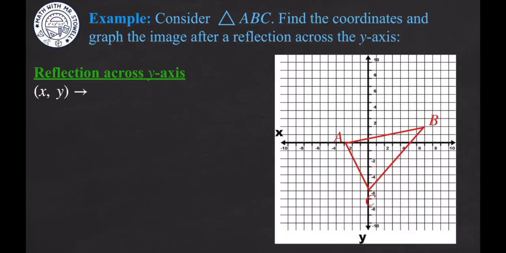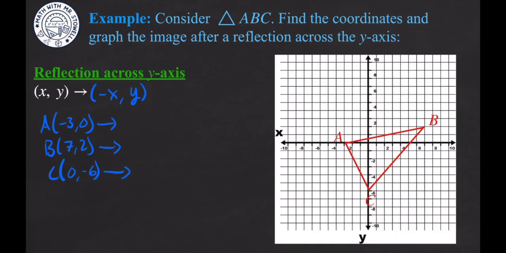In this example, we want to do the same thing, but we want to do this across the y-axis. The rule for the y-axis is very similar to the x-axis, except the x is now the one that changes sign, and the y is now the one that stays exactly the same. We want to reflect it across the y-axis being our mirror. So let's list out our points. Now, since we have the coordinates of our pre-image, let's find our image.